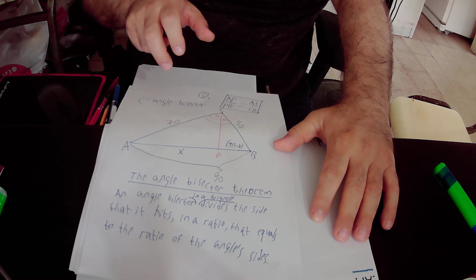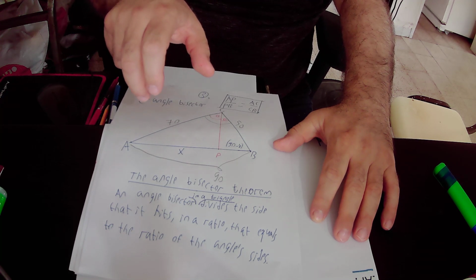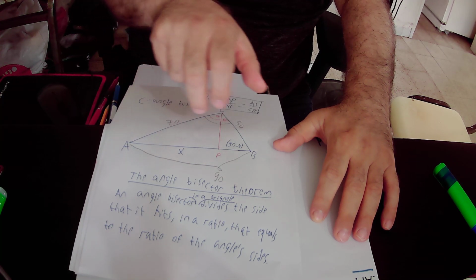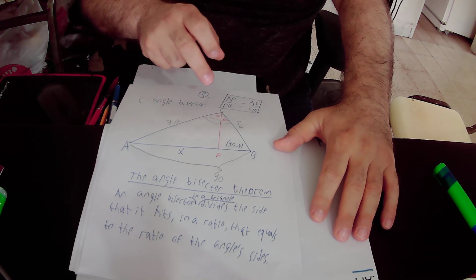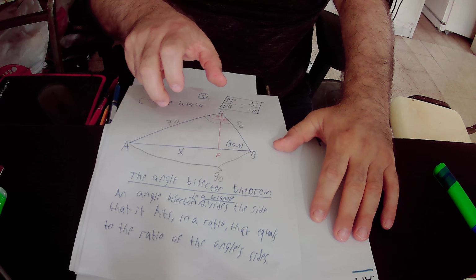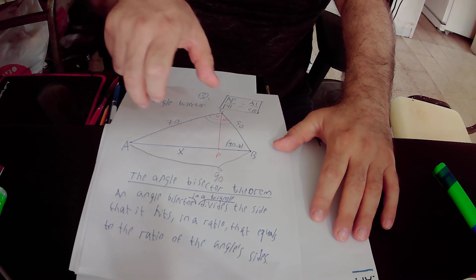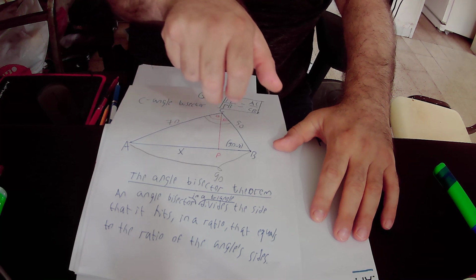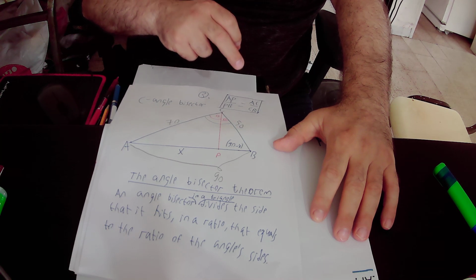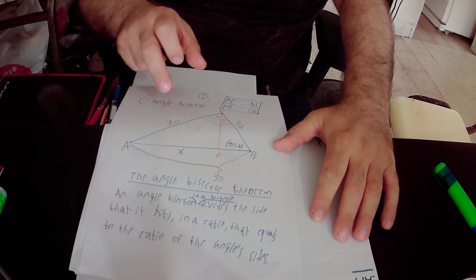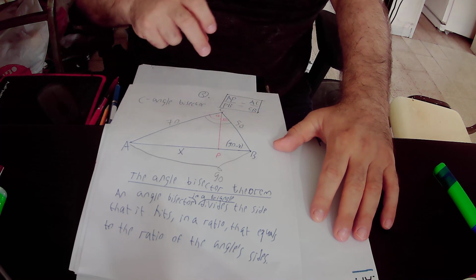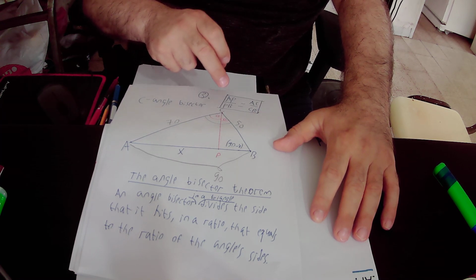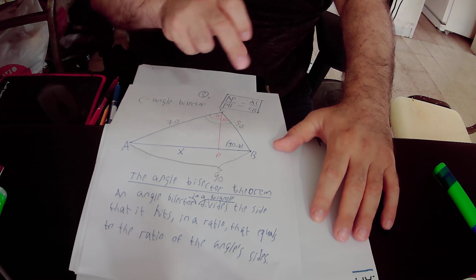That is to say, AP over PB. Angle bisector CP divides side AB in a ratio that equals AP over PB, and that ratio equals the ratio of the angle sides, that is to say AC over CB. So AP over PB equals AC over CB.